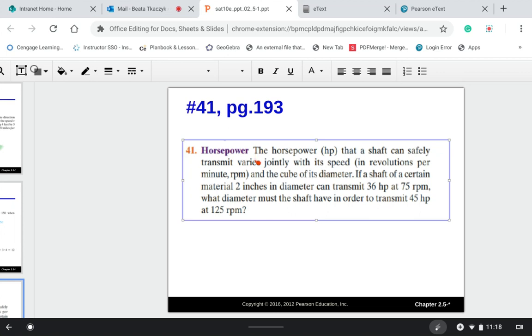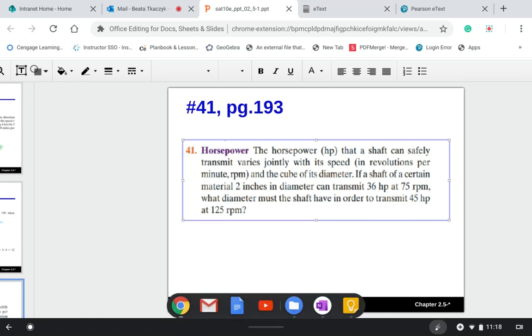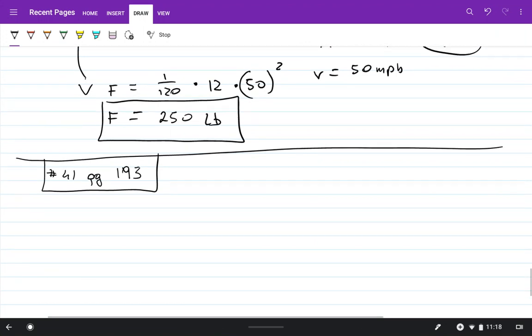So I'm going to use the first sentence to build the formula which we need to solve that problem. So we need to build the formula for horsepower. The first variable is horsepower, so H equals, varies jointly, so constant, because we always need a constant. And I already know that we only have multiplication with its speed, so it's going to be K times S, and times D, which stands for diameter, but we're talking about the cube of diameter, so it will be D to the third power. So let me write this down.